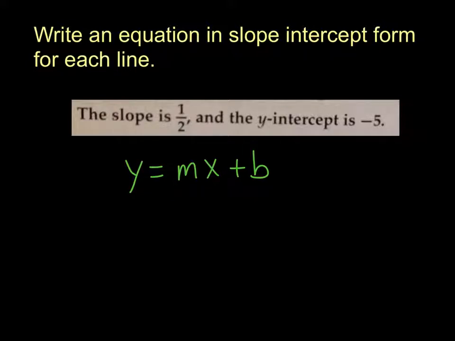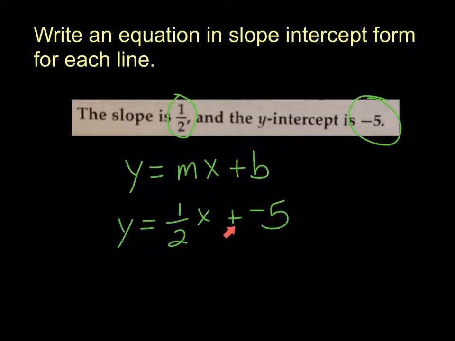So now we're going to plug in our numbers. We know the slope is 1/2 and the y-intercept is -5. So we're looking at y is equal to the slope times x plus the y-intercept, which is -5. Now when we look at this, adding a -5 is just the same as subtracting 5, right? Because if you have 10 plus a -5, it's just 5. It's 10 minus 5. So the final answer for this would be y equals 1/2 x minus 5.